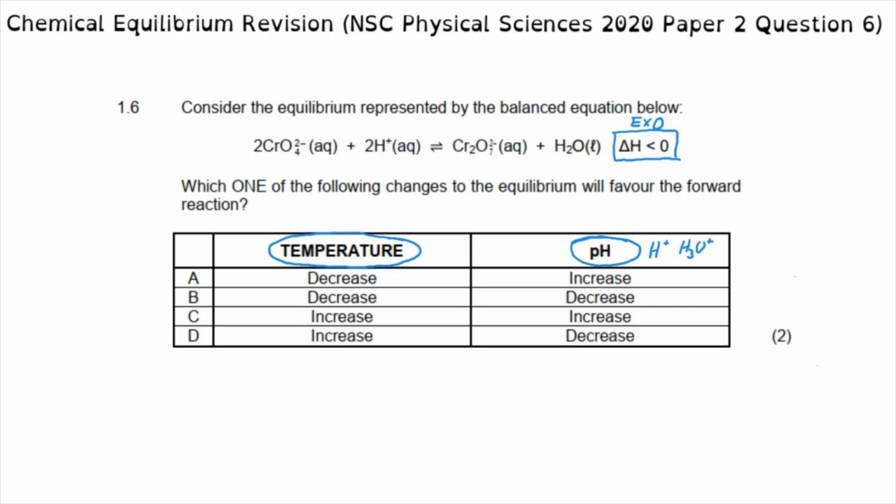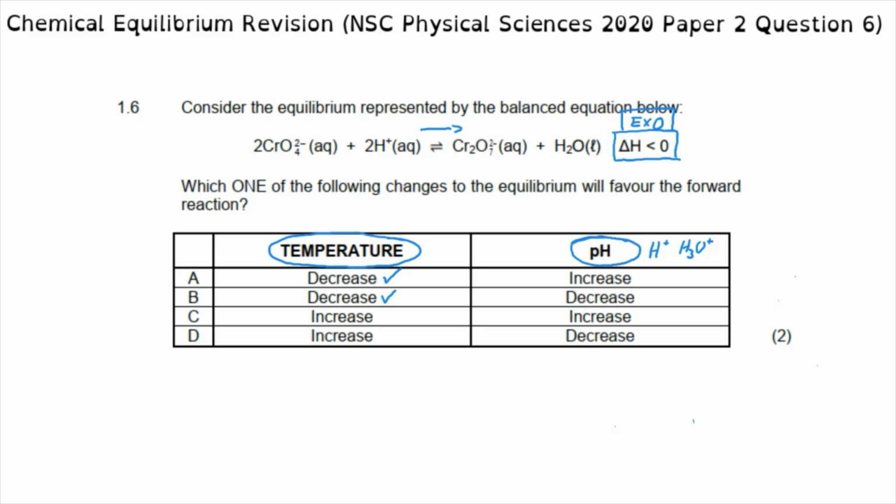And so, in order to favor the forward reaction in terms of temperature, by Le Chatelier's principle, since the forward reaction is exothermic, we would have to cool this reaction down, because by cooling it down, Le Chatelier tries to counter that change by heating itself up, thereby favoring the forward reaction. So our option in terms of temperature change is decreasing the temperature, meaning option A or option B.